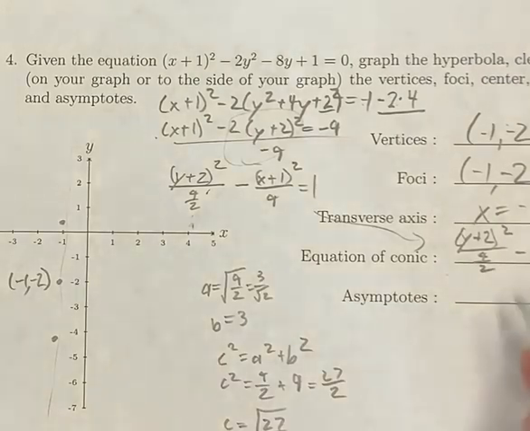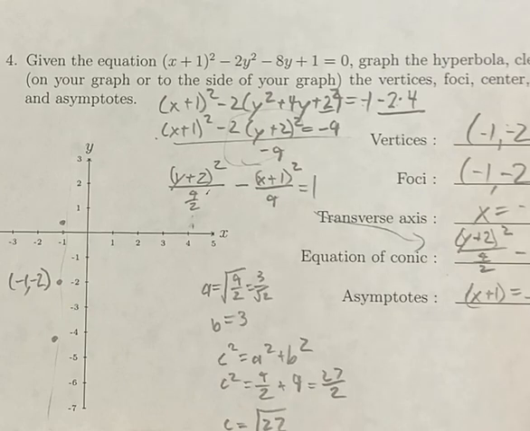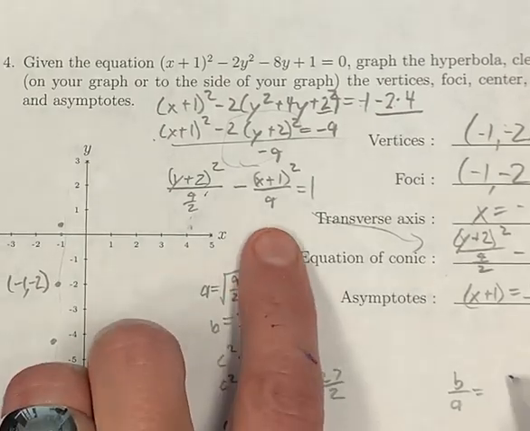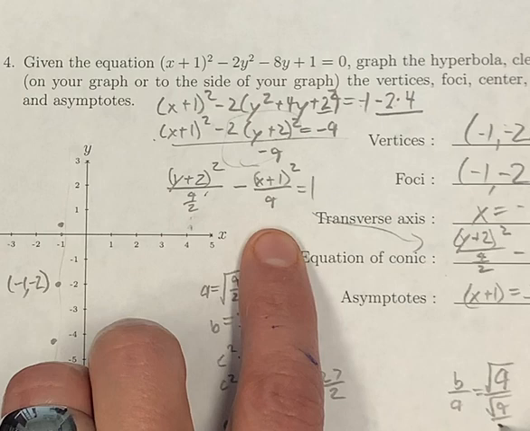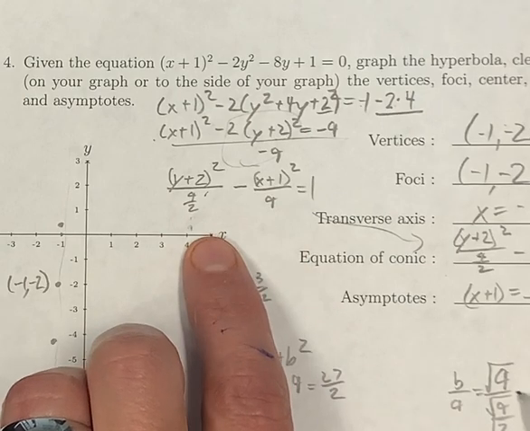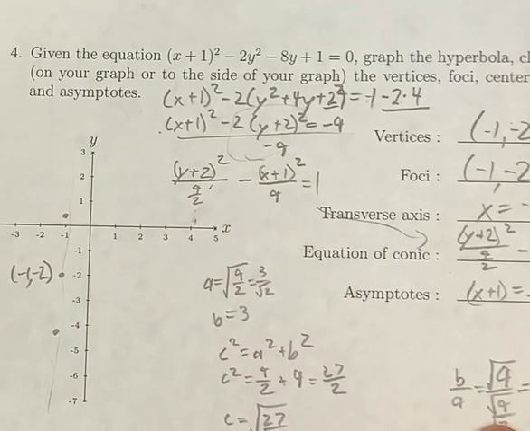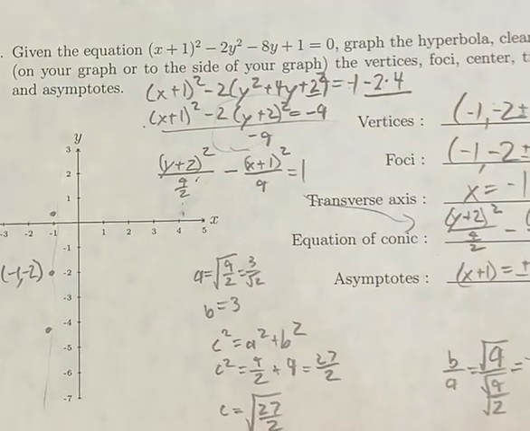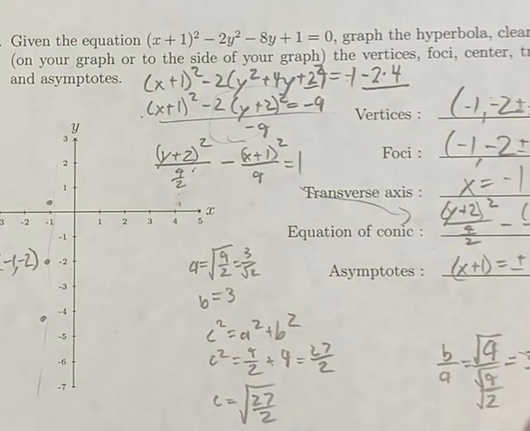And what are the asymptotes? Last but not least, well, it's up and down, so I've got x plus 1 equals plus or minus b over a, y plus 2. Now, what is b over a? b over a is square root of 9 over square root of 9 halves, right? Or if you're dividing by a fraction, you can invert and multiply. So that's root 2 over 3. Those cancel, and you actually get root 2. You can go back and watch that again and make sure I'm doing it correctly.